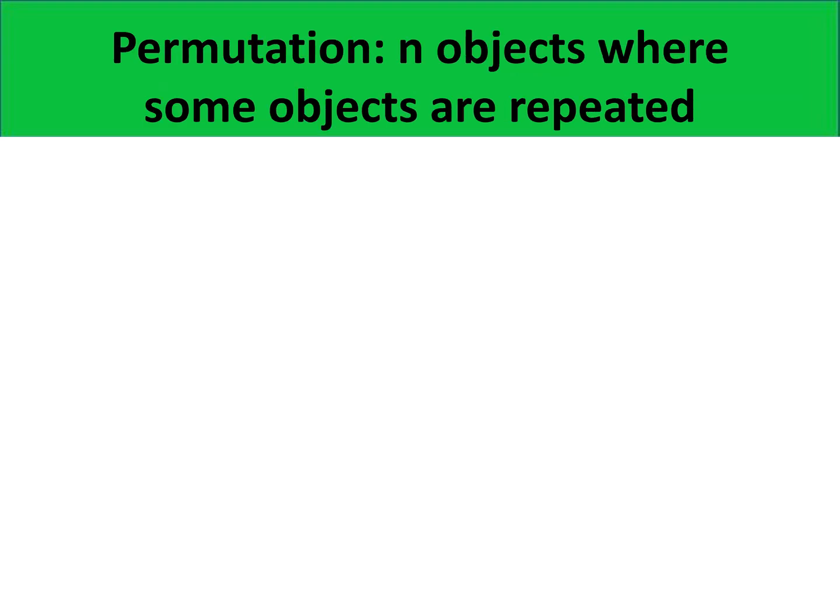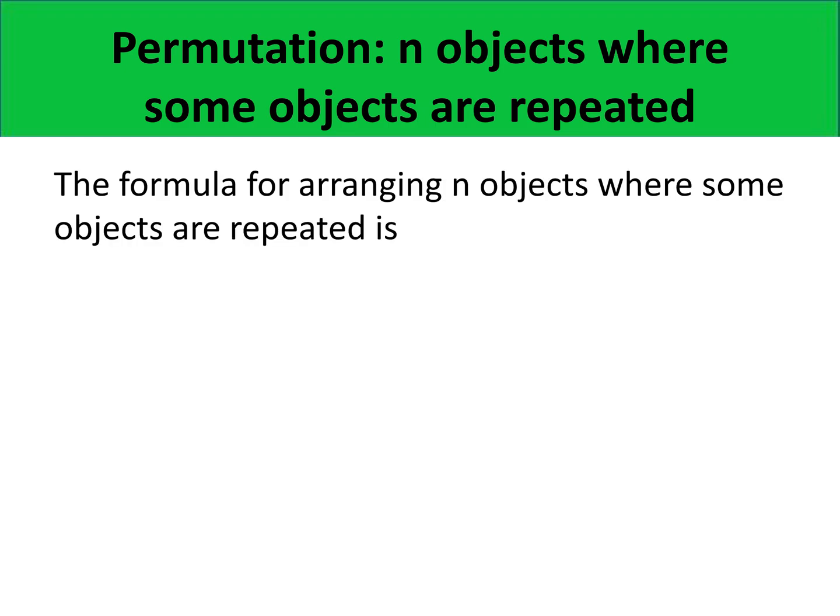The formula for the permutation or number of arrangements of n objects where some objects are repeated is n factorial over n sub 1 factorial times n sub 2 factorial times up to n sub k factorial. In here, n is the total number of objects, while n sub 1, n sub 2, up to n sub k are the frequencies of the k distinct objects in this scenario.